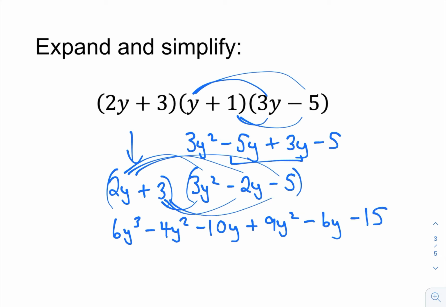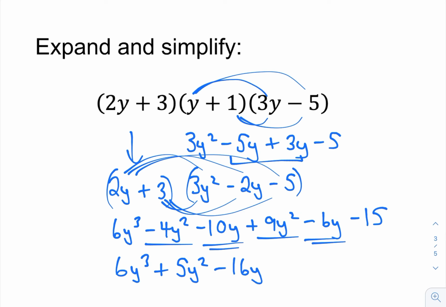Now we just tidy together the terms that go together, so there's only one y cubed term, so that will come first. Then come the y squared terms. This is negative 4y squared, add 9y squared, which is 5y squared. Negative 10y, subtract 6y is negative 16y. And then there's just the 15 left, negative 15 left on the end. Finished.